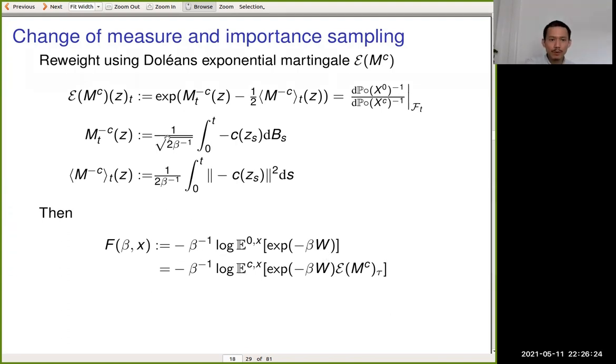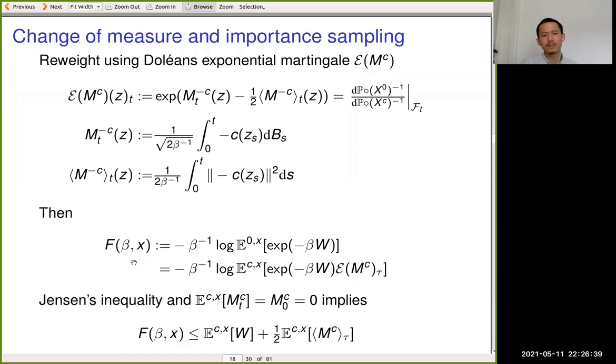Now, using this reweighting here, we can rewrite this expectation as an expectation with respect to Cx, the non-equilibrium measure. But when we do that, we have to include the exponential martingale. This is just how the Radon-Nikodym derivative works. Now, again, we use Jensen's inequality. We bring the minus beta inverse log inside the exponential, and it will take care of the exponential here, and it'll take care of the exponential here.